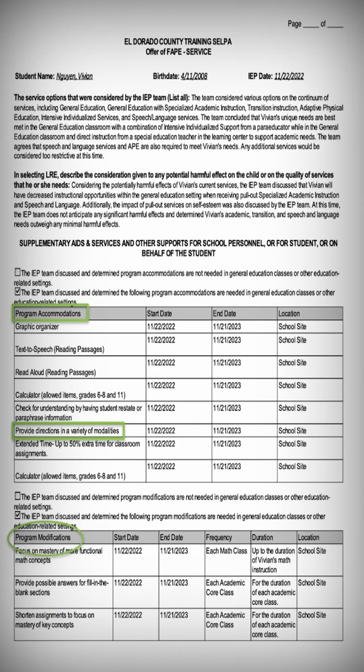Now, let's talk modification. One of the modifications in Vivian's plan is reducing the amount of work on the page. This is not about lowering her expectation. Think scalpel, not butcher knife. So instead of 25 problems, Vivian might complete 10 that target the skill that is being taught. So the goal is to build understanding without piling on that extra work.